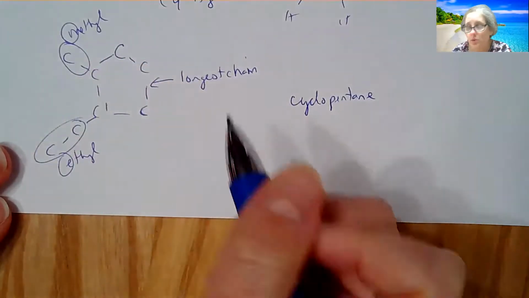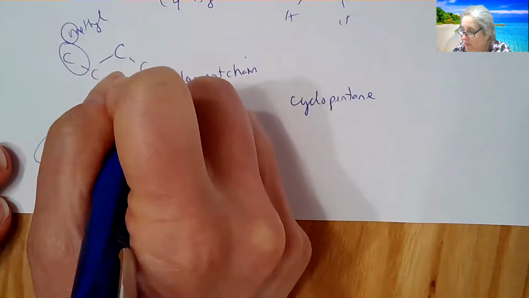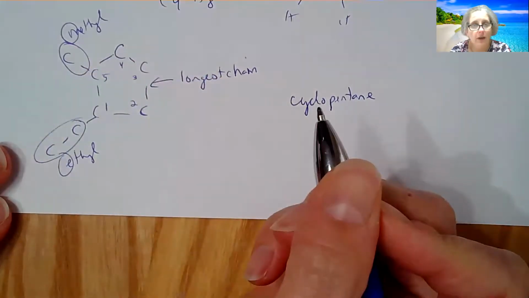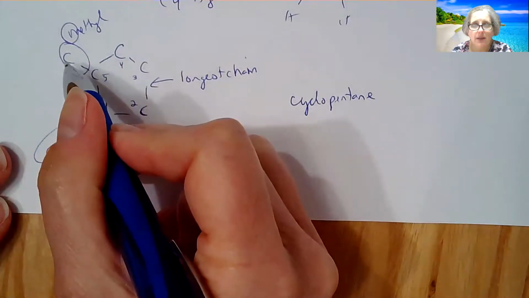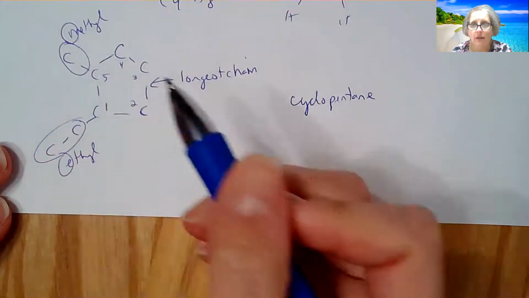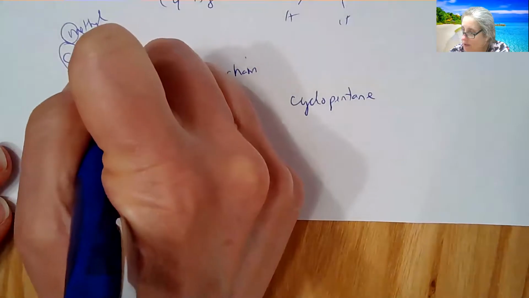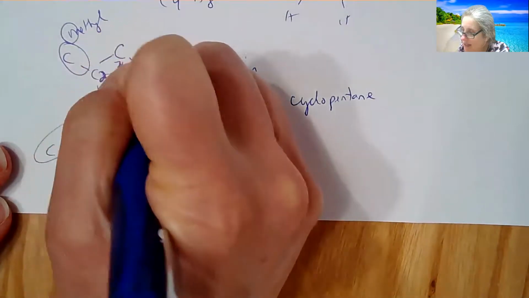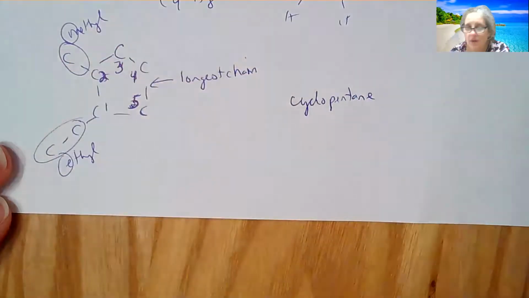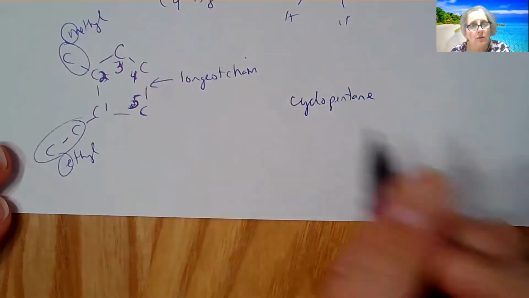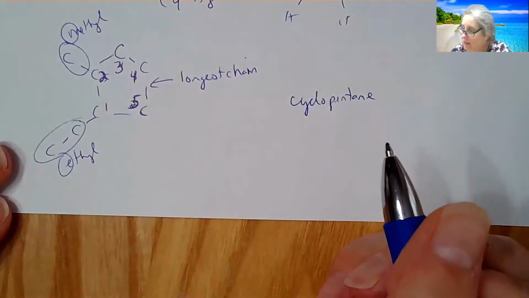There are no rules. So I could put this 2, 3, 4, 5 if I wanted to. But if I do it that way, the 5 is then going to be the methyl, and I don't want methyl to have a large number. If I were to do it the opposite way and change that to clockwise, the methyl group would be a 2. So that's how I'm going to name the molecule.